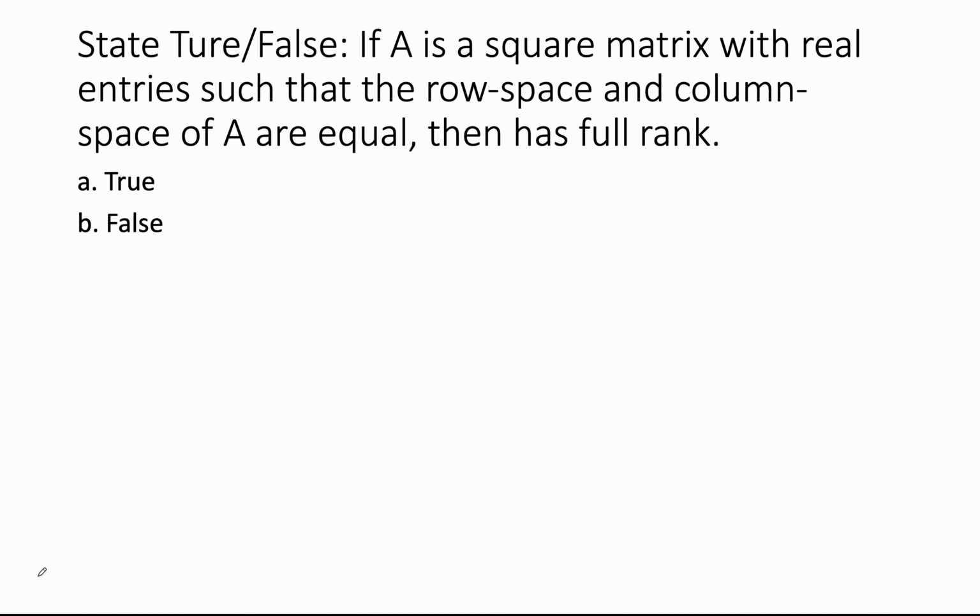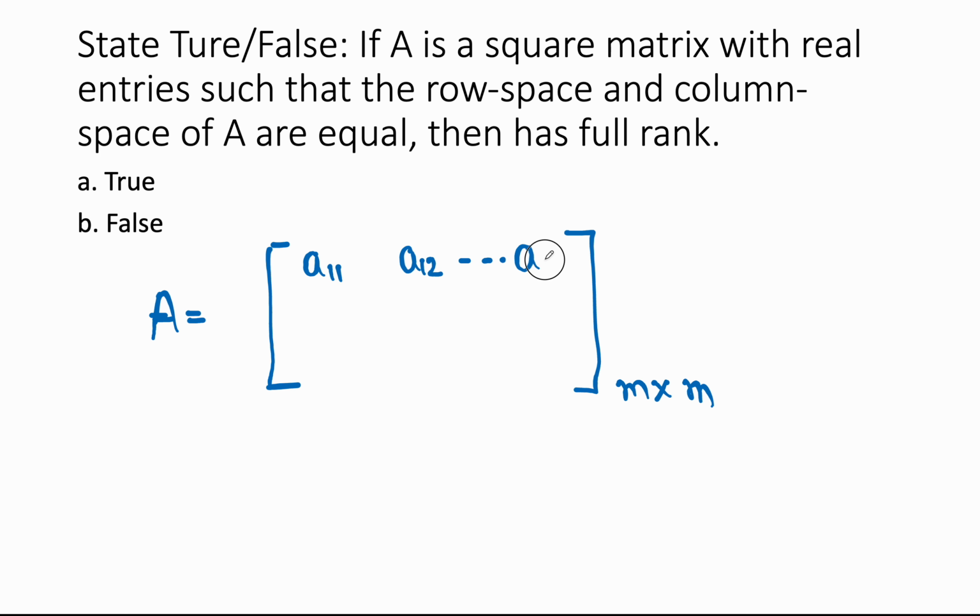Okay, so we'll start with an example. Let's say A is a matrix, and let's say this matrix is m cross m, and this A has elements A11, A12, up to A1m. The second row is A21, A22, up to A2m, and similarly the last element will be Amm.